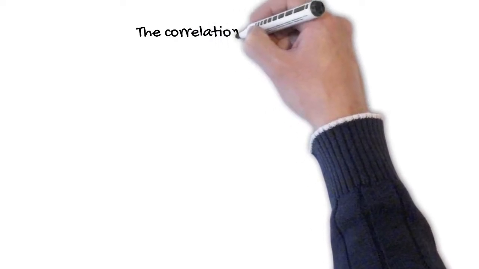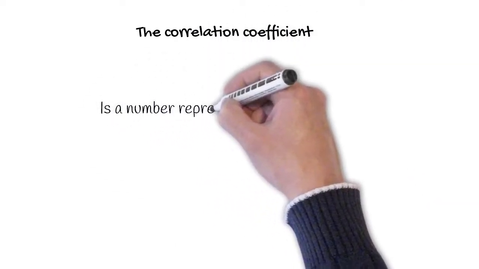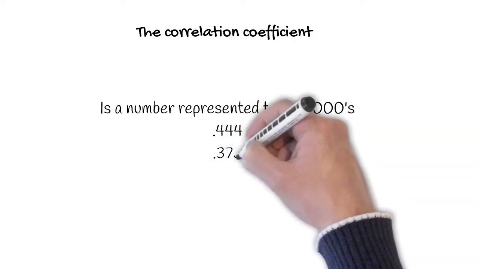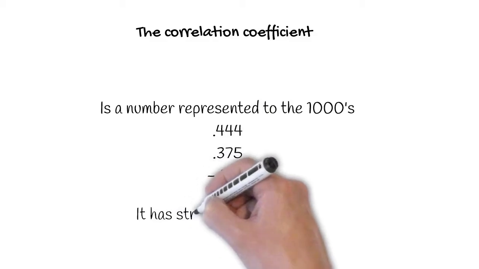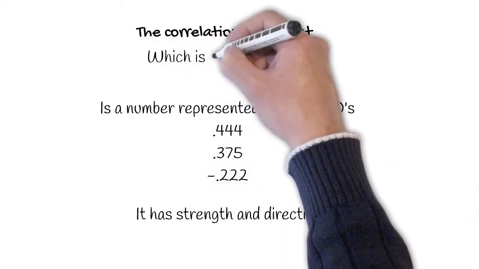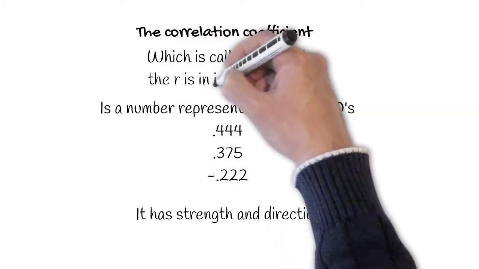The correlation coefficient basically is a number representative in the thousands. So like 0.444, 0.375. You'll see there's three after the decimal, and there's a negative there. It has strength and direction. We basically call it the R value. The R is always in italics.